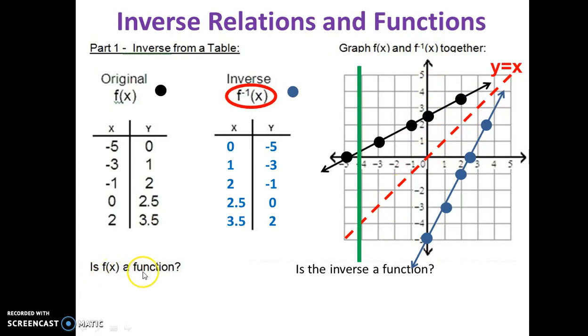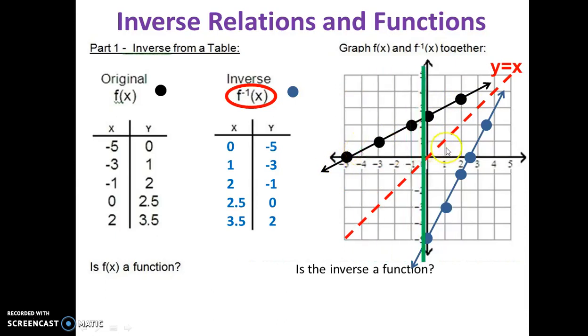So this question says, is f(x) a function? If you remember, the definition of a function is a relation for which every input produces only one output. So we use something called a vertical line test to check if something's a function. Basically, if a vertical line passes through a graph only once at every location, then we know that this thing must be a function, because if it only passes through once, it is saying that for every x value, there's only one y value.